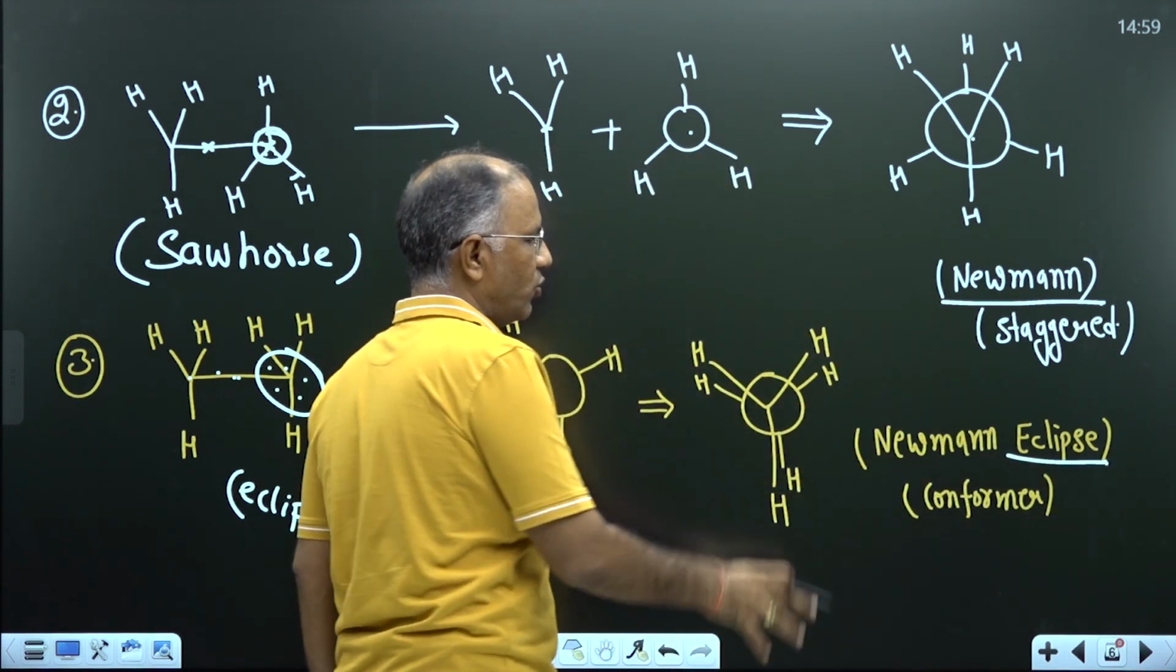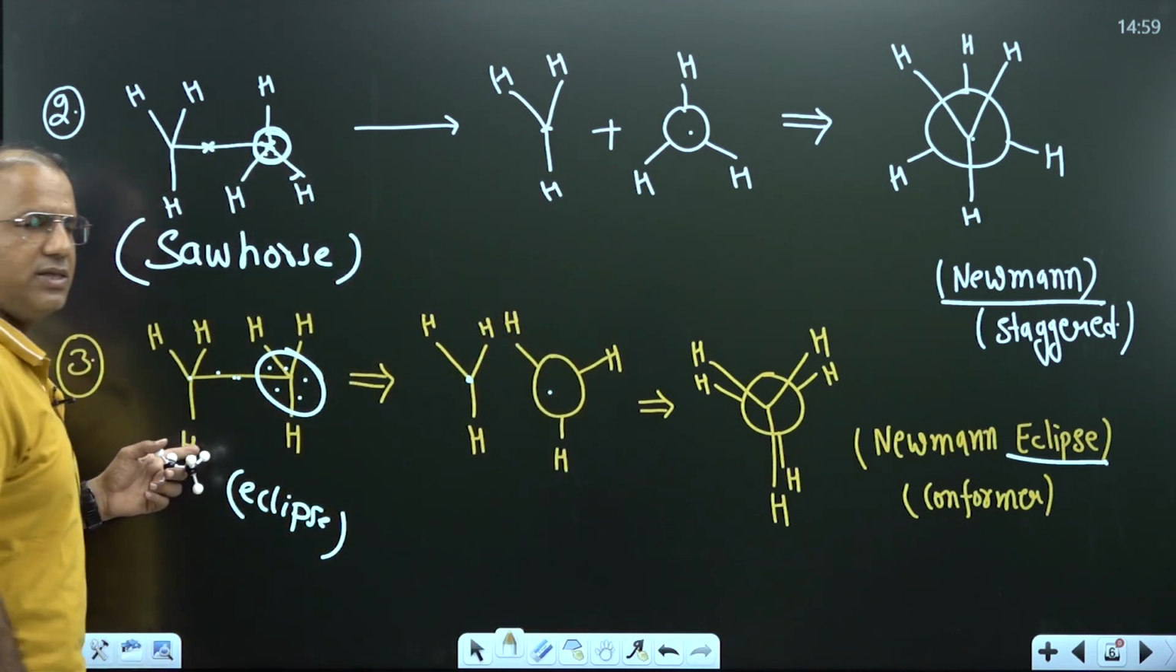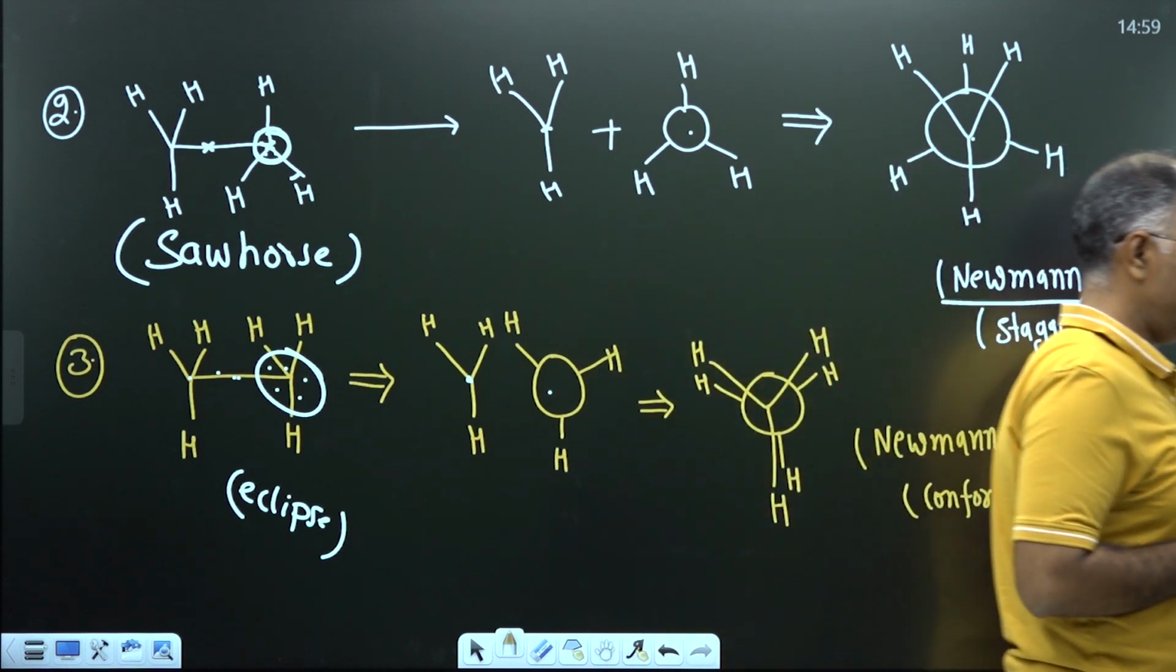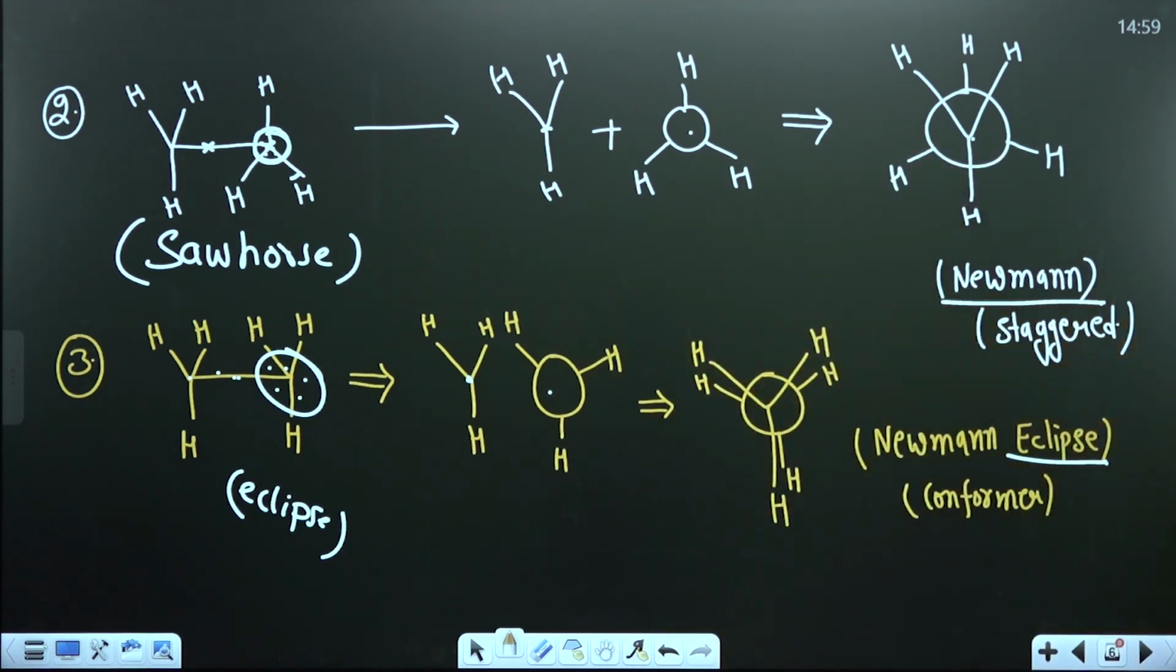These projections are known as Newman and these projections are known as sawhorse. Pause the video and write in your notes.